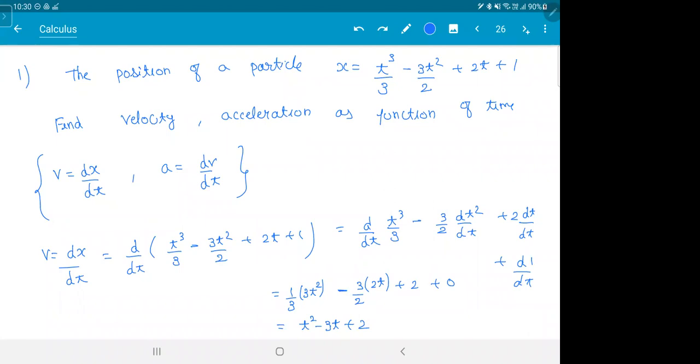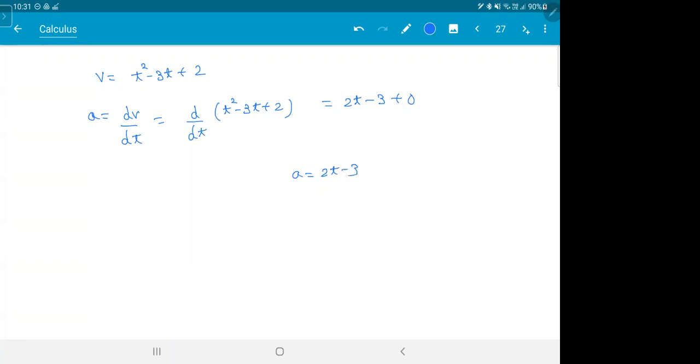What is acceleration? dv by dt. That means you have to differentiate this now. Can I turn the page? So I got v is equal to t square minus 3t plus 2. So what is acceleration? dv by dt. This is the double differentiation. Differentiate the function, whatever you get, differentiate again. This will be 2t minus 3 plus 0. So acceleration is 2t minus 3. Check.